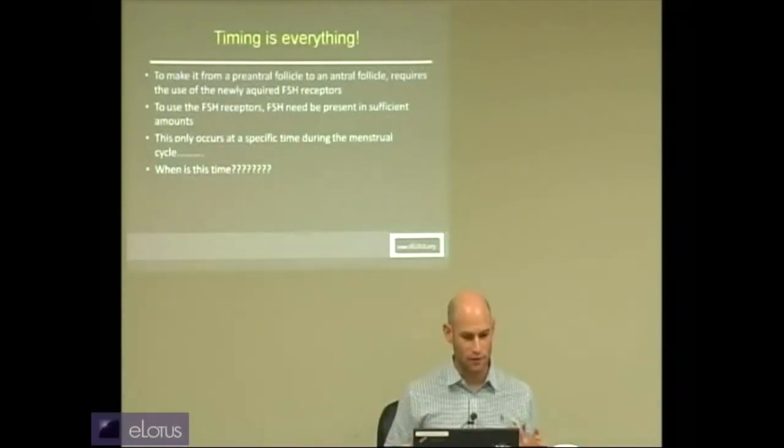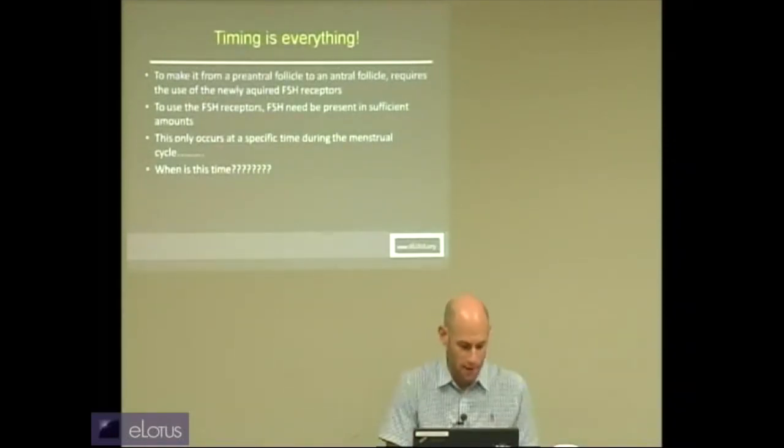So timing is everything, because to make it from that preantral stage to the antral stage, it requires the use of those newly acquired FSH receptors. And in order to use those FSH receptors, there needs to be FSH around. And this only occurs at certain times of the month. Does anyone know when we get that FSH coming in? Is there a point in the month in which we get a surge of FSH?